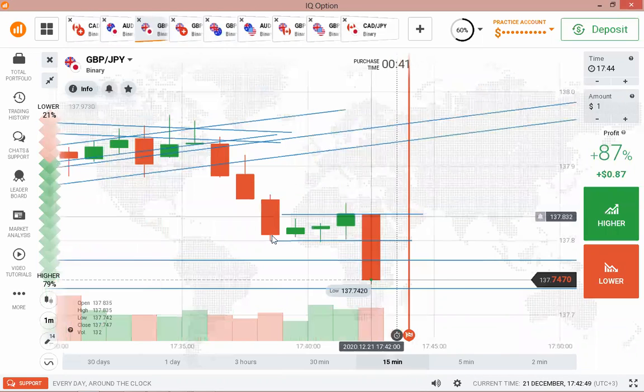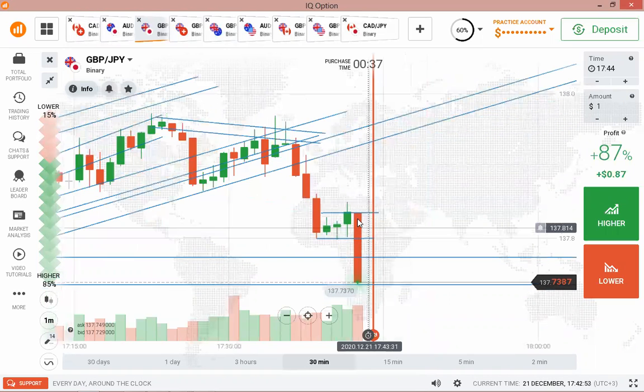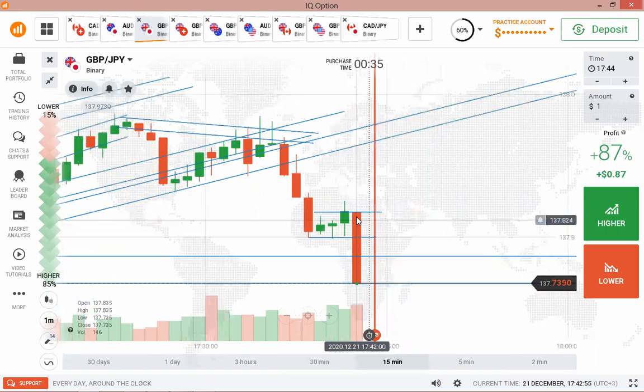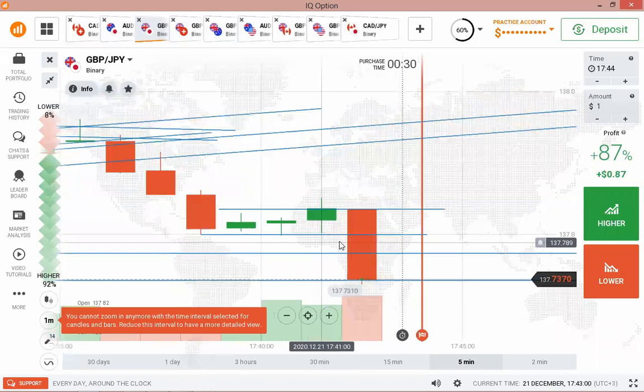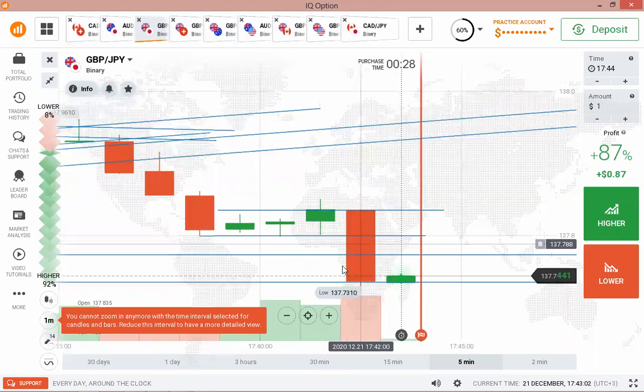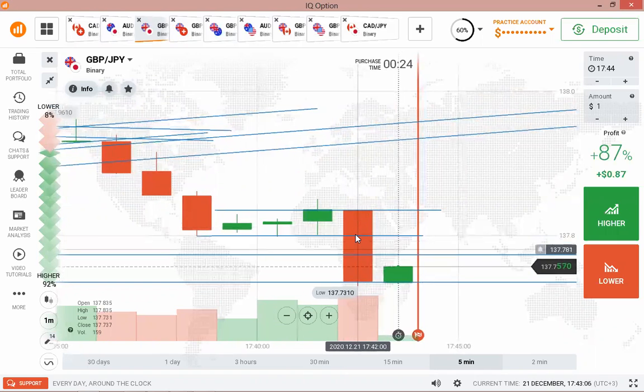Okay, they break the mini support level, so sellers will go more down. But you see this kind of candle, I don't like seeing this kind of candle here. What I like to see is a small red candle closing here, another candle closing here, like two or three candles. But you see this strong candle, I don't like it.